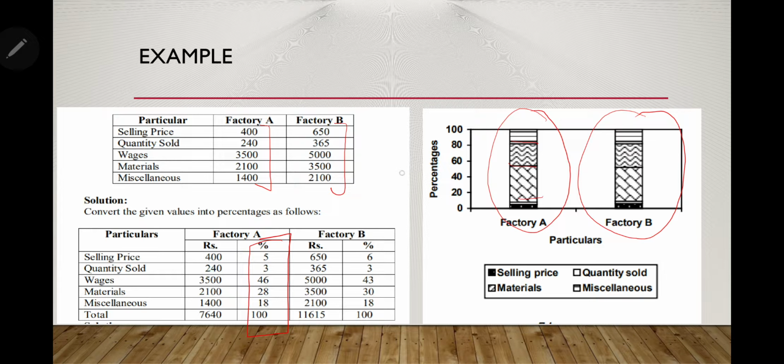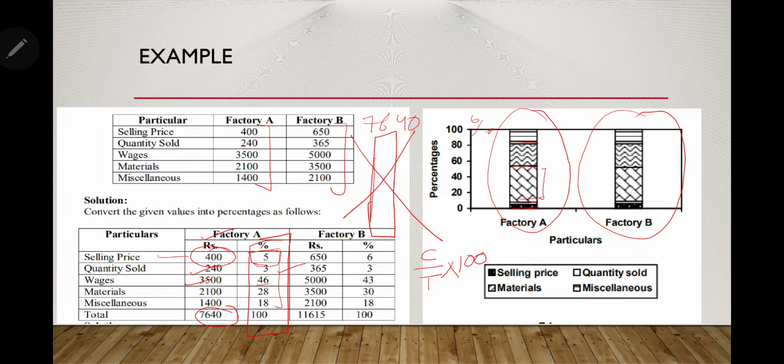That is, instead of drawing a big bar showing expenditure of factory A with total as 7640, I will first convert expenditure in percentage and make a bar equal to 100%, and then I will divide it according to percentage of each component. The formula for calculating percentage is component value upon total value into 100. Thus, 400 upon 7640 is 5%, which is shown here. 240 makes 3%, which is shown here. 3500 makes 46%, which is shown like this.